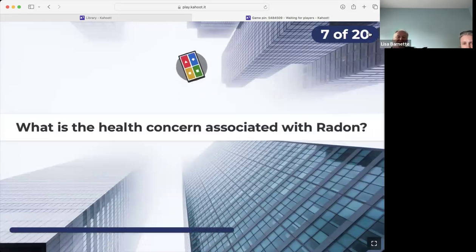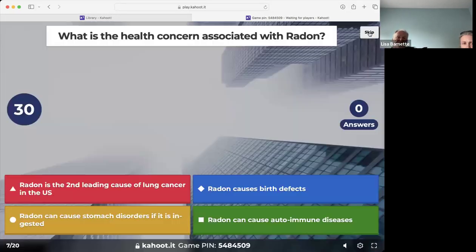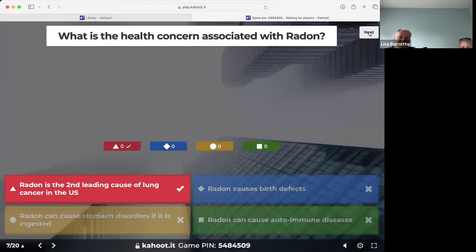What is the health concern associated with radon? A, radon is the second leading cause of lung cancer in the U.S. B, radon causes birth defects. C, radon can cause stomach disorders if it is ingested. D, radon can cause autoimmune diseases. And after a pause, you'll see that the answer is A. Radon is, in fact, the second leading cause of lung cancer in the United States.